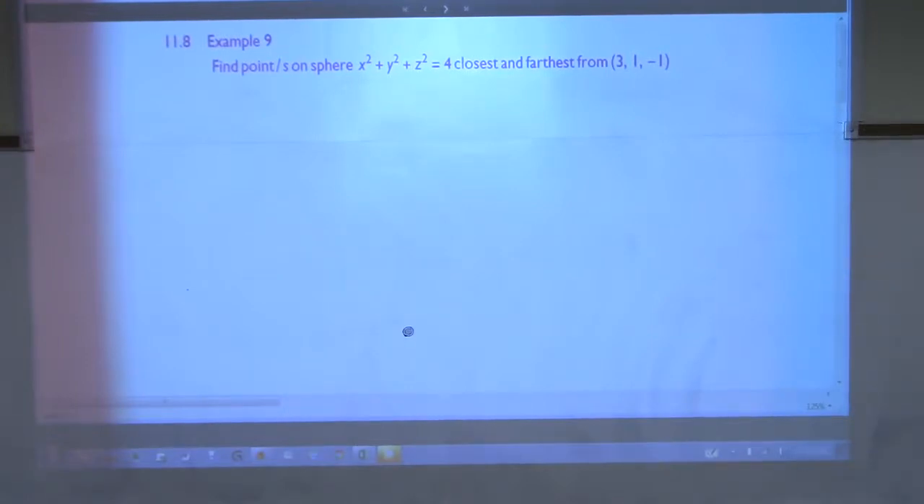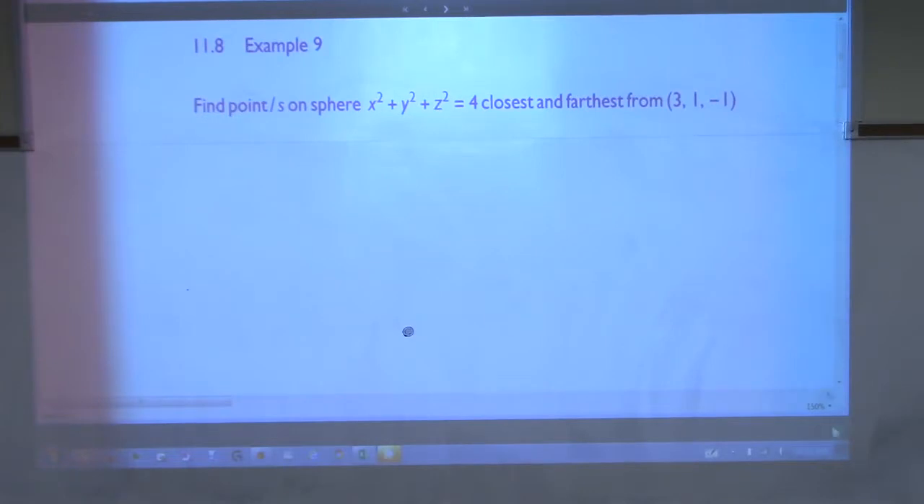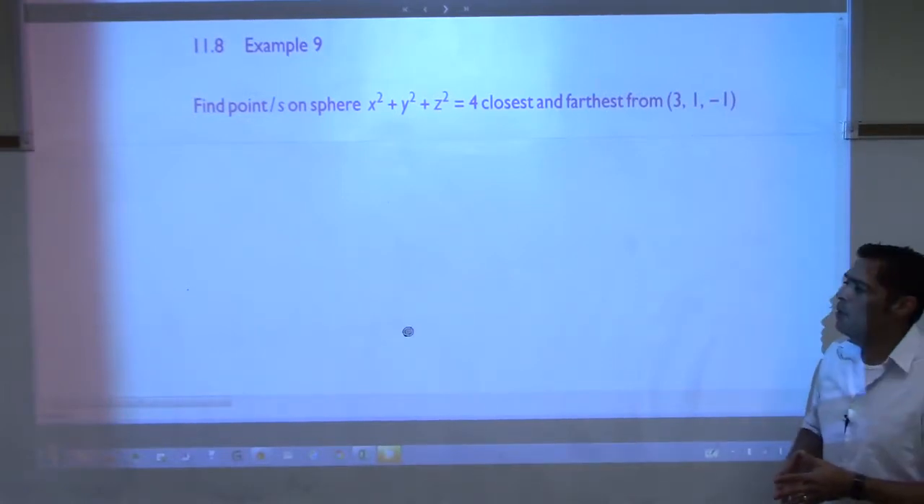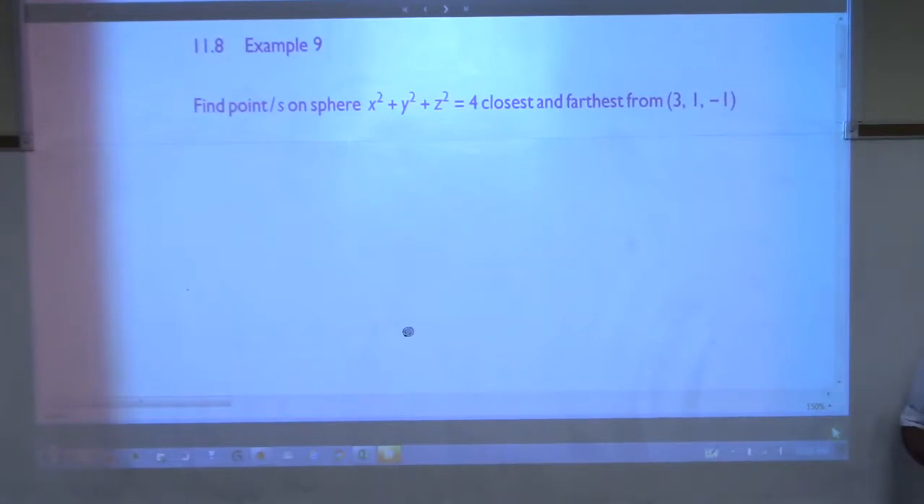All right, so that test has some word problems in it. So this one is somewhat of a word problem. Find the point or points on this sphere, x squared plus y squared plus z squared equals 4, closest and farthest from a point given 3, 1, negative 1.